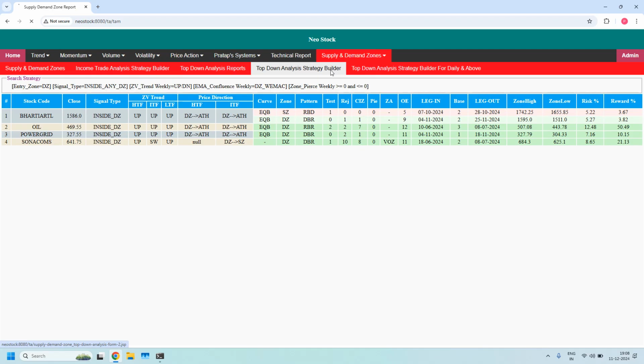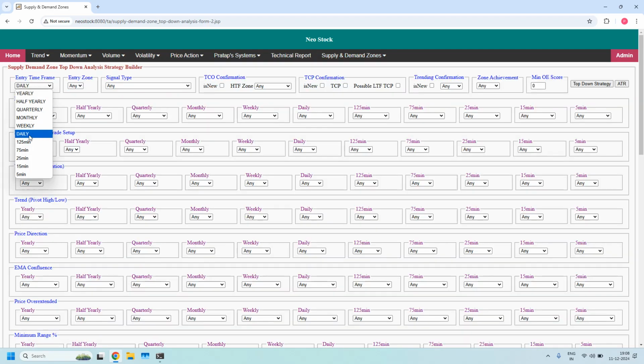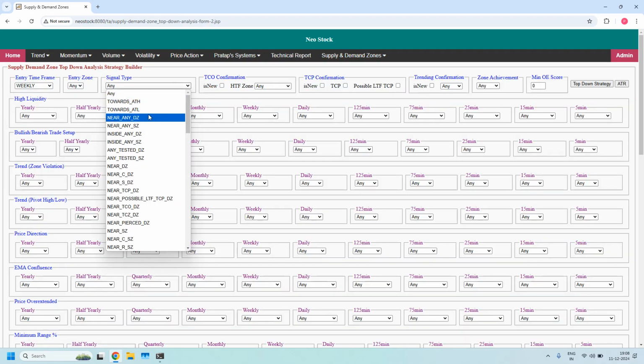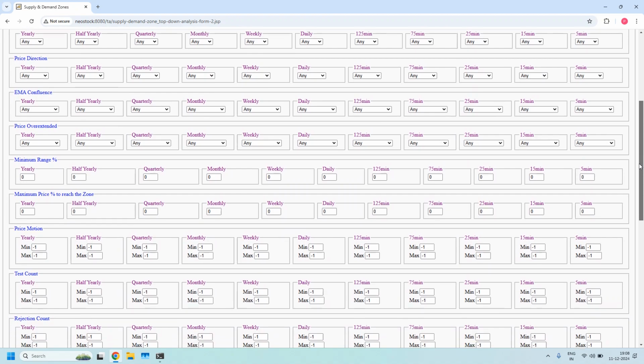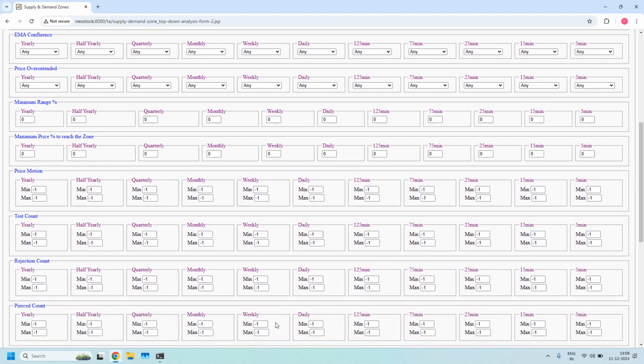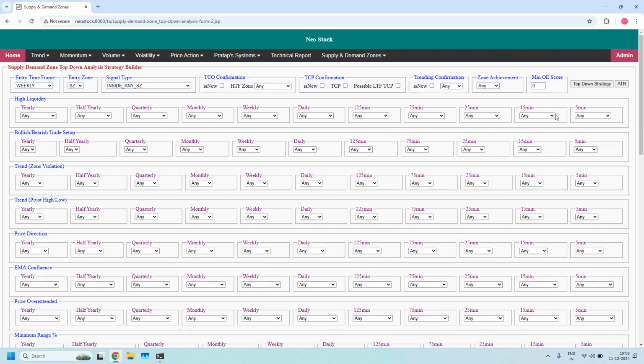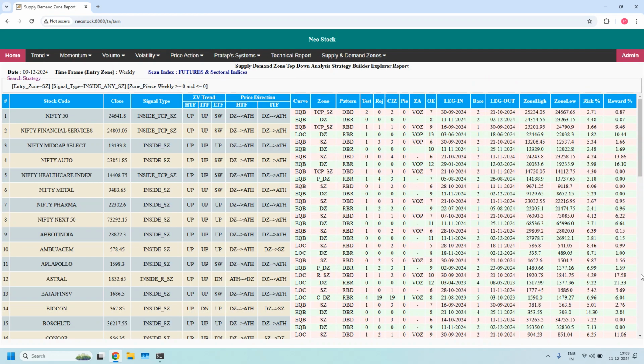Okay, next weekly time frame, price closed inside weekly supply zone. These weekly supply zones should not be pierced. So in the pierced count, weekly time frame, minimum value I am setting 0, maximum value 0. With this filter we got a good number of stocks. These are the first 15 stocks in the list, price closed inside weekly supply zone. I am scrolling the list down.